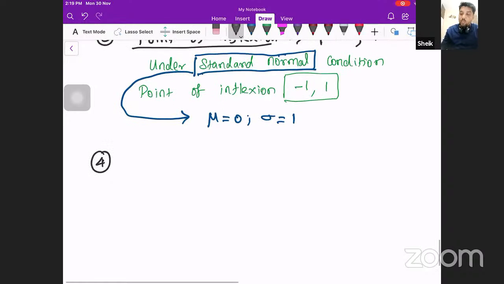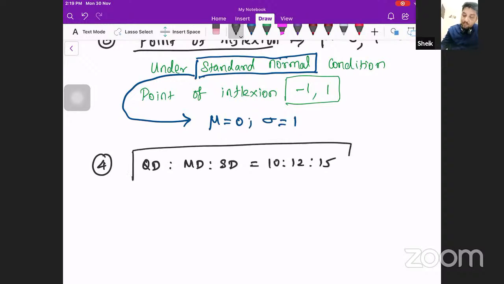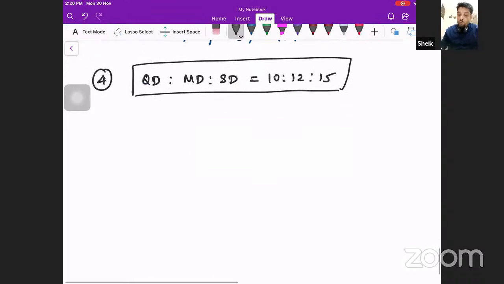Fourth point to remember. The relation between quartile deviation, mean deviation, and standard deviation is 10 is to 12 is to 15. Please remember this. What is the relation between QD is to MD is to SD? It is 10 is to 12 is to 15. Sometimes the question can be asked, what is the relation between QD and MD?